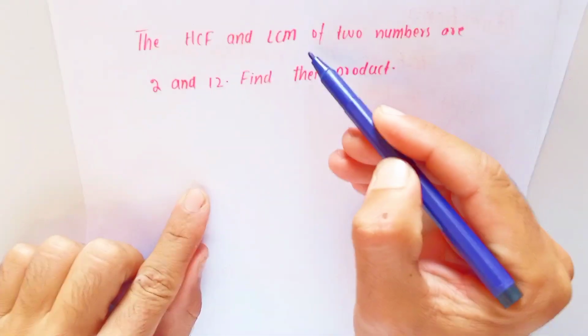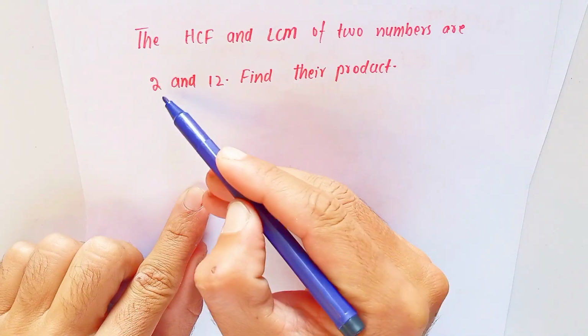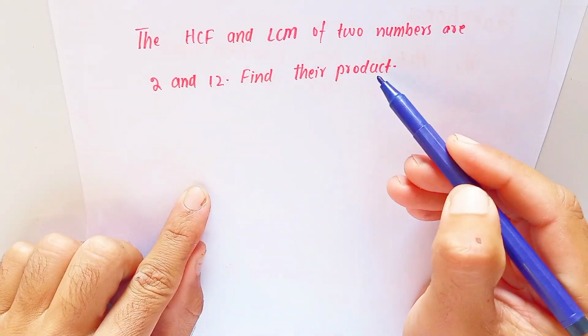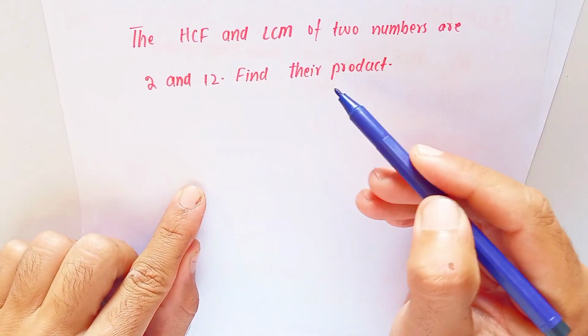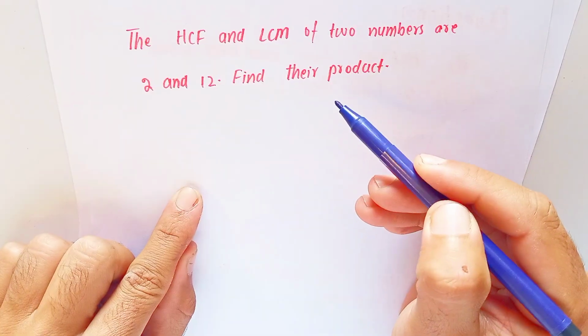The HCF and LCM of two numbers are 2 and 12. Find the product. So dear viewer, try to find the product and write the answer in the comment section.